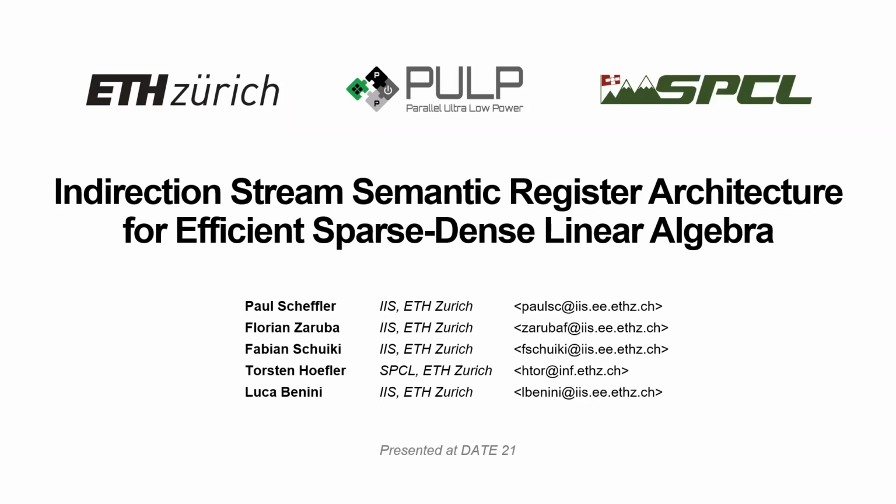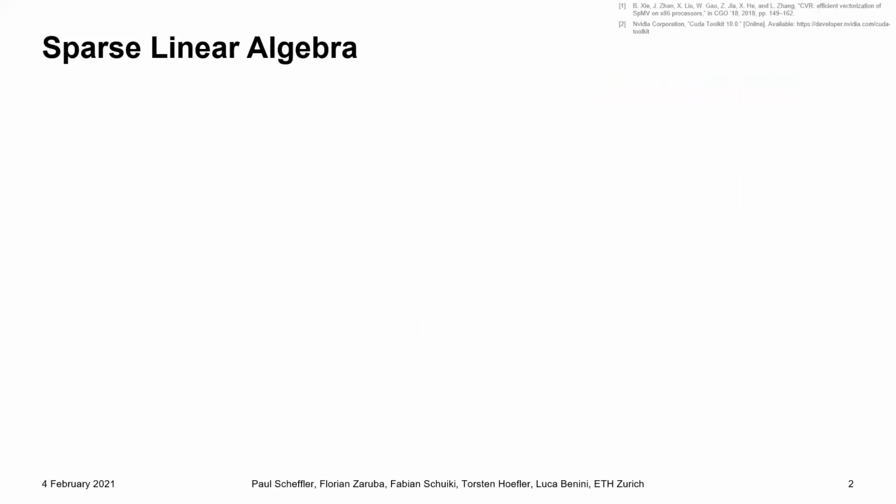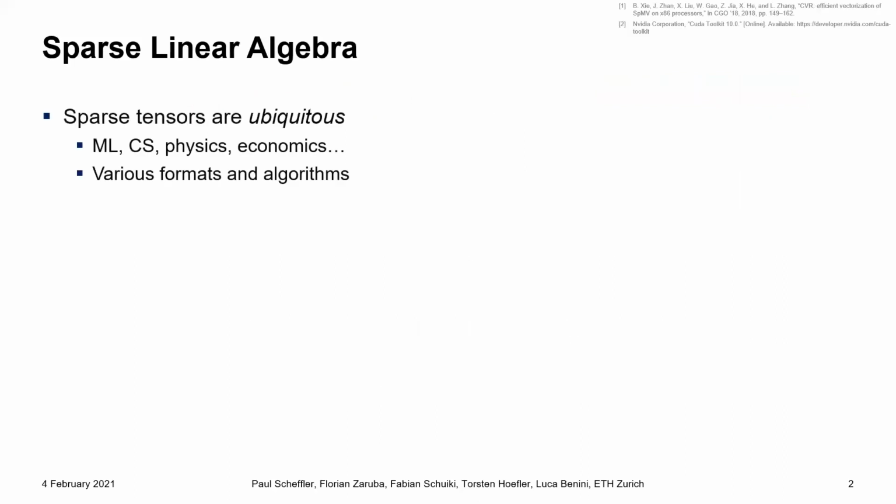I want to present to you a paper today that we presented earlier this year at DATE called Indirection Stream Semantic Register Architecture for Efficient Sparse-Dense Linear Algebra, which was co-authored by Florian Zaruba, Fabian Schuiki, Torsten Hoefler, and Luca Benini.